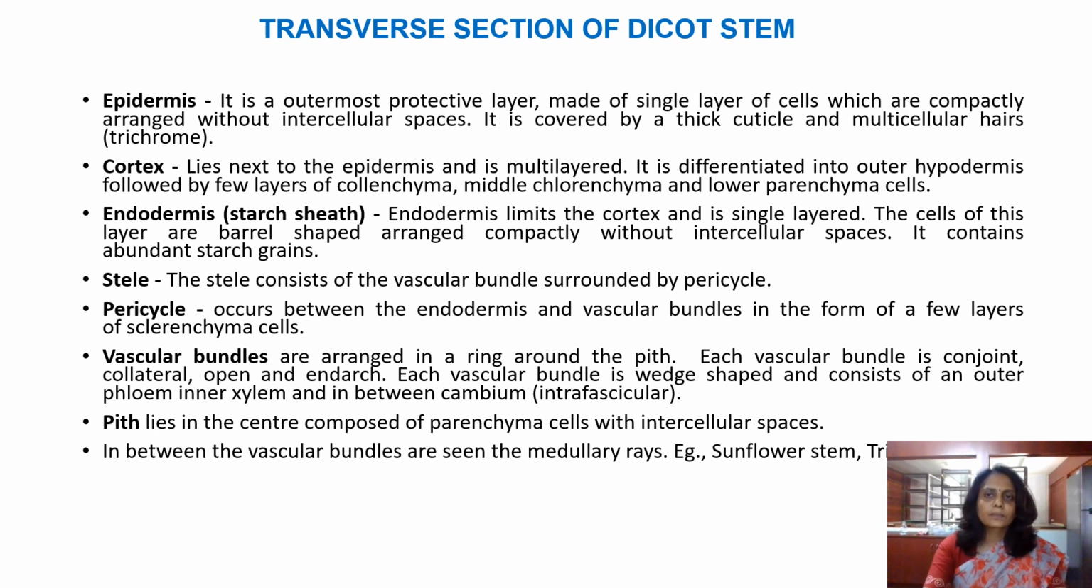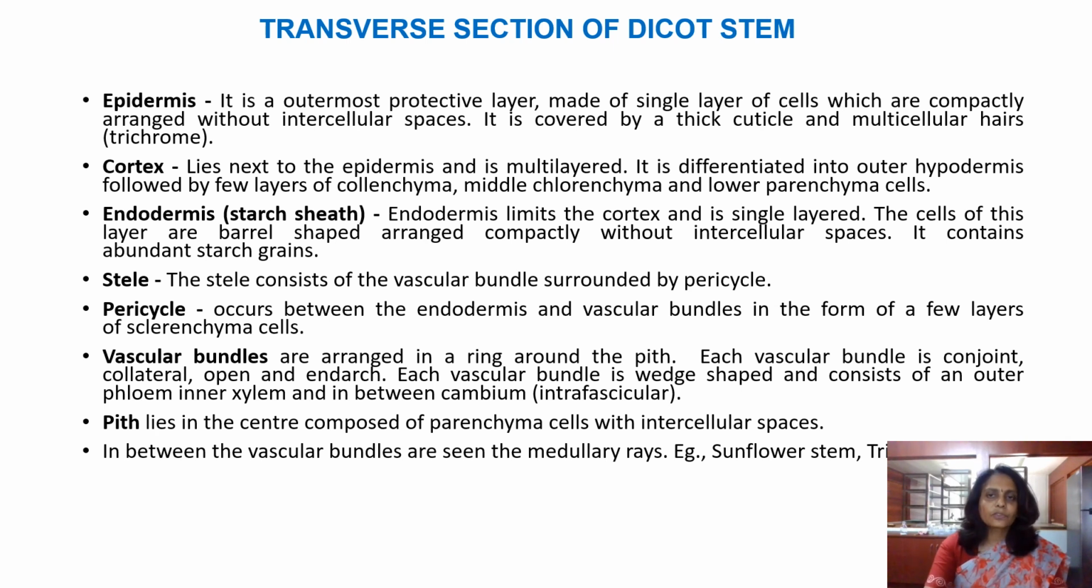Since it is a dicot stem, there can be small multicellular hairs that may arise depending upon the type of plant. Cortex lies just below the epidermis, which is multi-layered, differentiated into outer hypodermis, followed by a few layers of collenchyma, middle chlorenchyma, and lower parenchyma cells. Just below the cortex is found the endodermis, which is single-layered. The cells of the endodermis are barrel-shaped, compactly arranged, and contains abundant starch grains. And therefore, the endodermis is also called as the starch sheath.